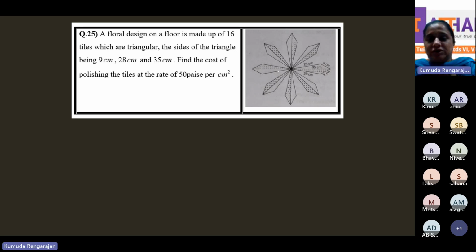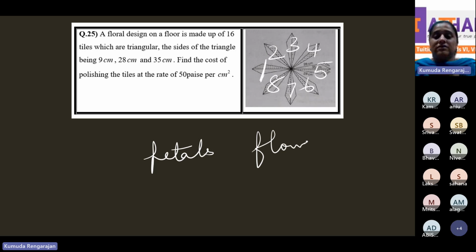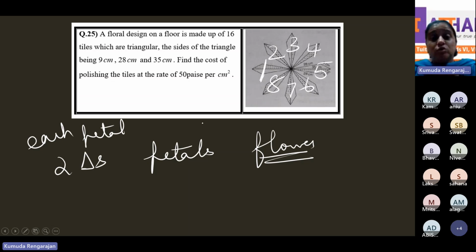So you can see that this design has how many petals? Eight petals. 1, 2, 3, 4, 5, 6, 7, 8 petals. This design has 8 petals. Each petal is made of 2 triangles. So totally there are 16 triangles in this design. So we need to find the area of one triangle, and multiply by 16 to find the area of 16 triangles.